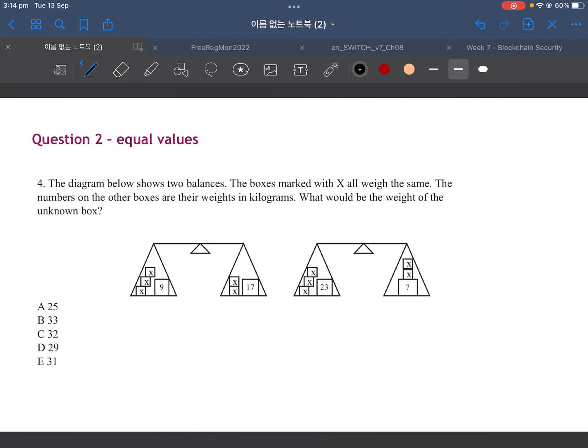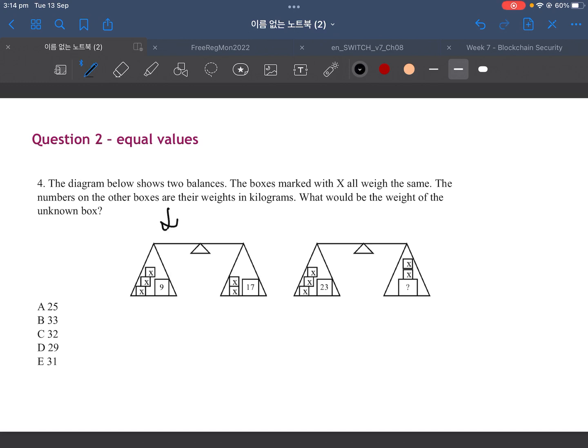Question number 2. For this question, we're looking at two different scales here. I'm sure you guys can read the question on your own, so I'm not going to go over that. But the question is asking, what is this question mark, or how much does that box weigh? How do we find this out? Well, we start from this scale. We always start from what we completely know.